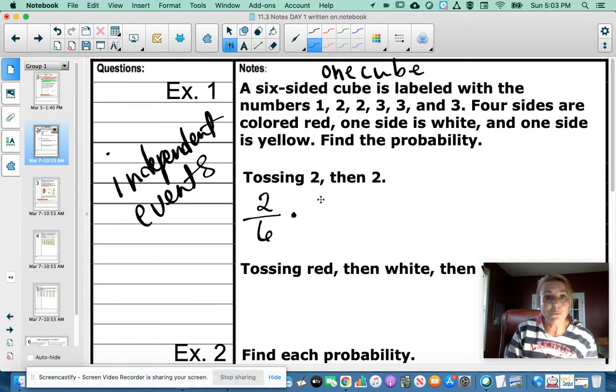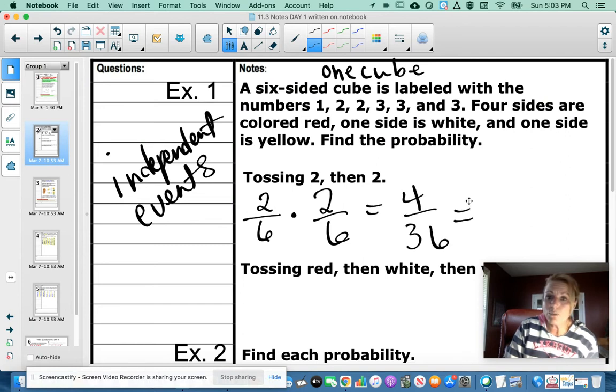I pick up the cube and throw it again. What's the probability of getting a 2 again? That's still 2 over 6. That's 4 over 36, because when you multiply fractions, remember, it's not the same as adding fractions. You don't need a common denominator. You multiply the top, 2 times 2 is 4, and you multiply the bottom, 6 times 6 is 36, and we reduce it to 1 over 9.